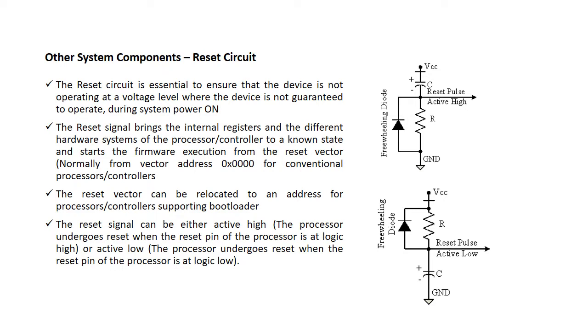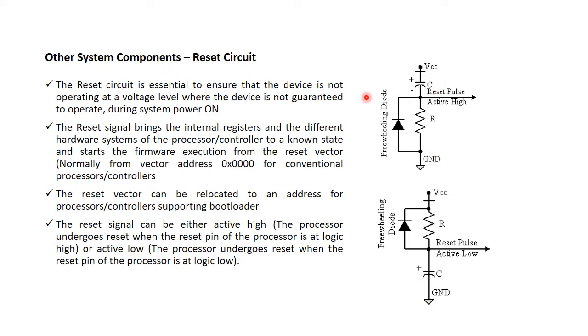The reset signal can be either active high, where the processor undergoes reset when the reset pin of the processor is at logic high, or active low, where the processor undergoes reset when the reset pin is at logic low. Now there are two circuits. The first circuit is for the active high reset signal, and the second circuit is for the active low reset signal.